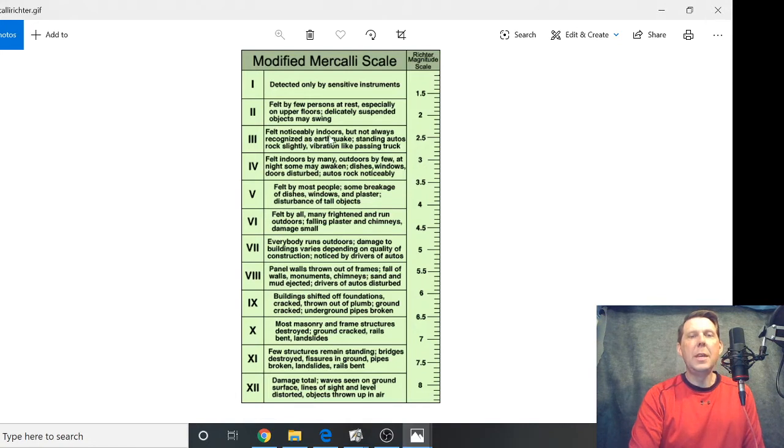Felt noticeably indoors, but not always recognizable as an earthquake. You just might think, oh, maybe the building got hit by a car or something like that, and it kind of shook the building for a second. So go ahead and read these. Pause the video if you have to, and read these modified Mercalli and look over here at the Richter scale.